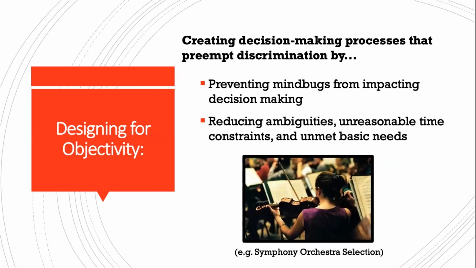So designing for objectivity really entails preventing mind bugs from impacting decision making, right? So we think about the classic example of symphony orchestras. We know as late as the 1970s, the top 5 orchestras in the US had fewer than 5% women, and it wasn't until the 1980s that they had 10% women. And then in the 90s, that number really jumped to about between 25 and 30% women.